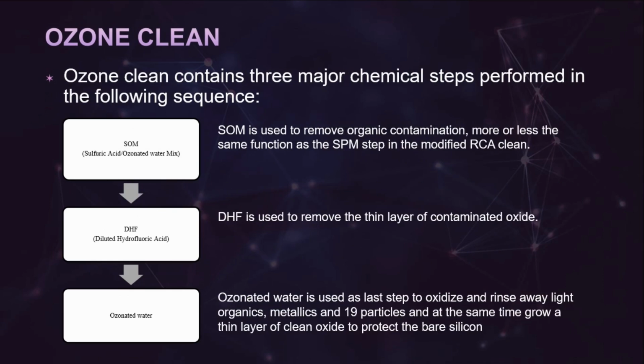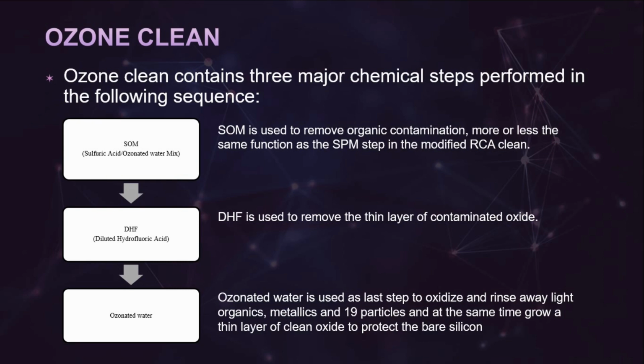Okay, next is about the ozone clean. The ozone clean contains 3 major chemical steps performed in the following sequence. First is SOM. SOM is used to remove organic contamination, more or less the same function as the SPM step in the modified RCA clean. The material used in this step is sulfuric acid and ozonated water mix.